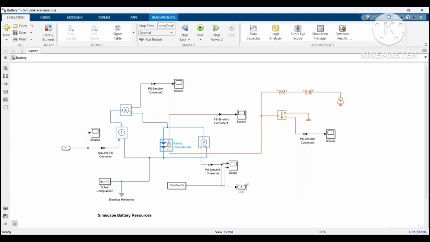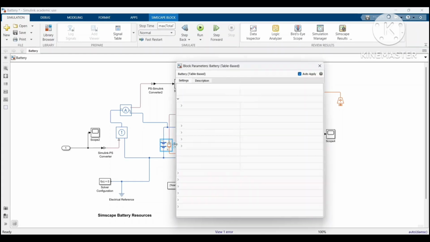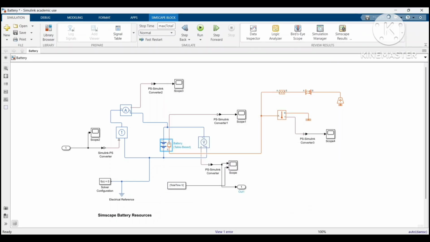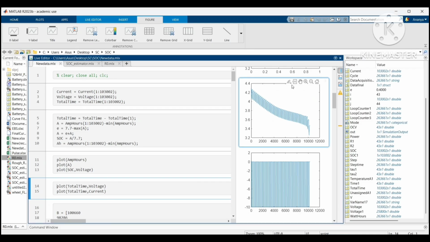And I'm using the battery block to find out these parameters. If we click on the battery block, you can see we need all these fields, which I can find out using experiment. So I actually did carry out the experiment in a laboratory and we can get voltage time and current time data.